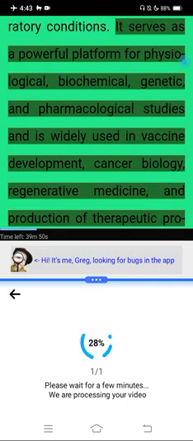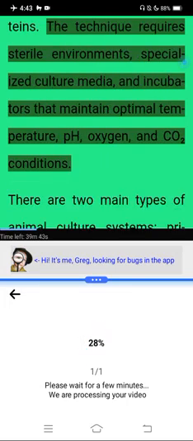It serves as a powerful platform for physiological, biochemical, genetic, and pharmacological studies and is widely used in vaccine development, cancer biology, regenerative medicine, and production of therapeutic proteins. The technique requires sterile environments, specialized culture media, and incubators that maintain optimal temperature, pH, oxygen, and CO2 conditions.